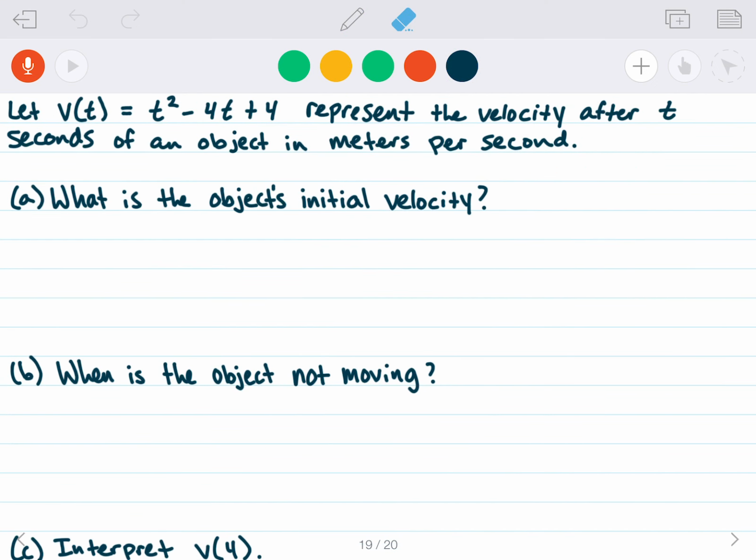Now let's talk a little bit about another one. We're going to be talking about velocity. Now, if you take Calculus 1, you're going to talk a lot about velocity, especially if you take me. I like to talk about velocity, acceleration, stuff like that. So velocity is, in short, just speed with a direction.